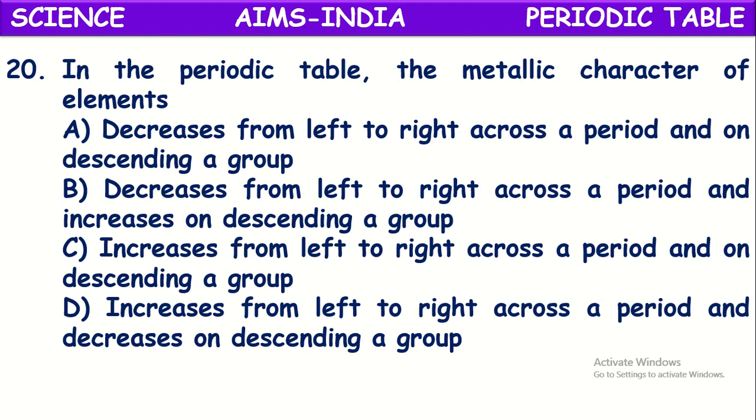Now let us see the options they have given. First one, if you observe, decreases from left to right across a period on descending a group. Something missing. If you observe the next one, decreases from left to right across a period and increases descending a group. Yes, this is correct, isn't it? In a group it increases, in a period it decreases. That is metallic character. Okay.